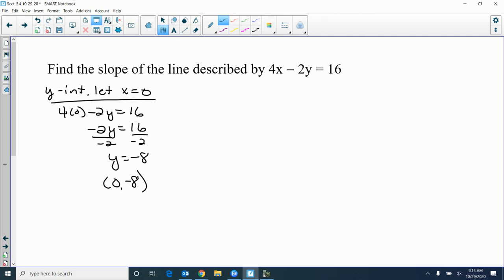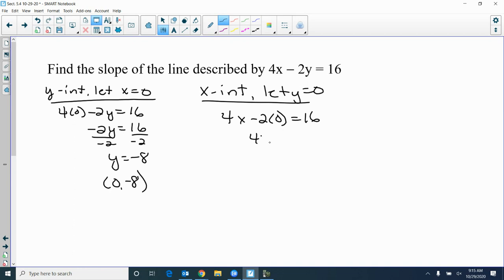Okay, now the x-intercept. Let y equal 0. Okay, it wipes it out. You get 4x equals 16. Divide by 4. X equals 4. So I get 4, 0. Do I now have 2 points, Amanda?